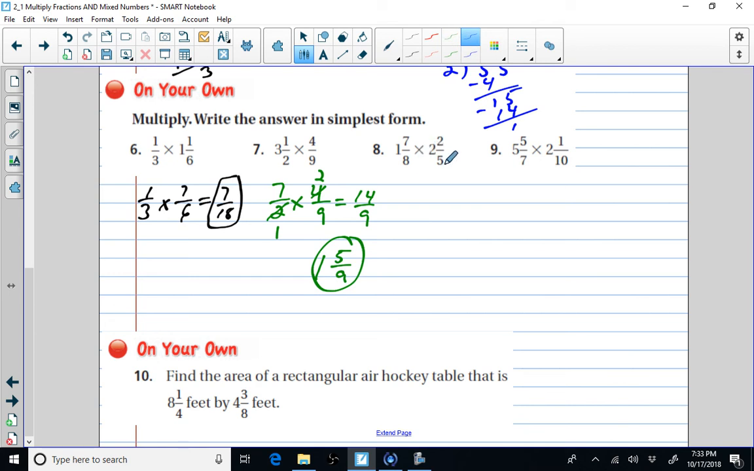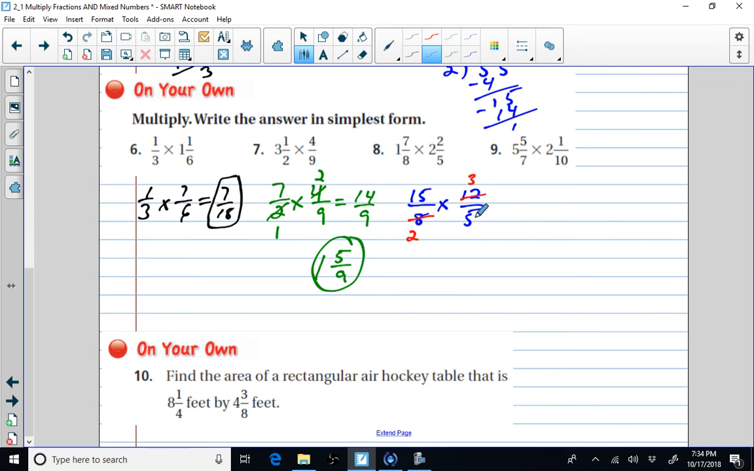1 and 7/8 times 2 and 2/5. 8 times 1 is 8, plus 7 is 15, that's over 8. 5 times 2 is 10, plus 2 is 12, and that's over 5. I look to see if I can divide out, and I can divide out everywhere. 8 and 12 have a common factor of 4. 8 divided by 4 is 2. 12 divided by 4 is 3.